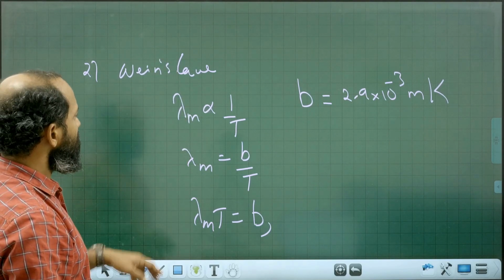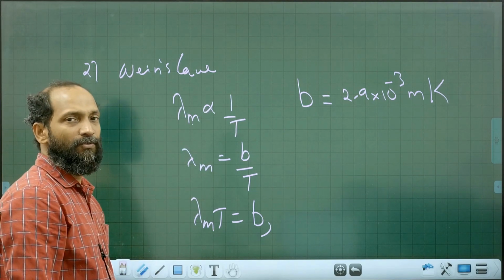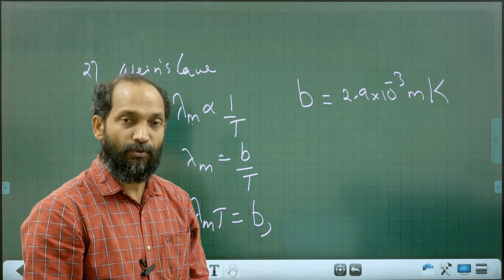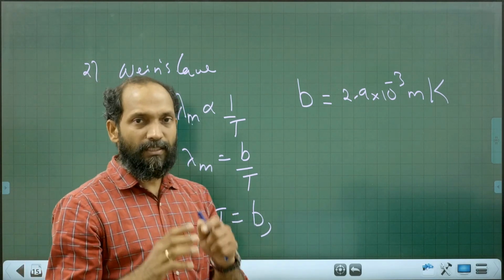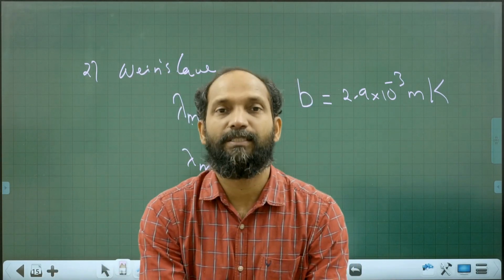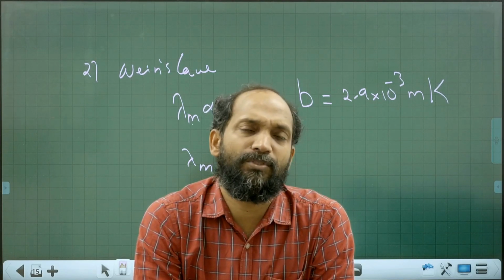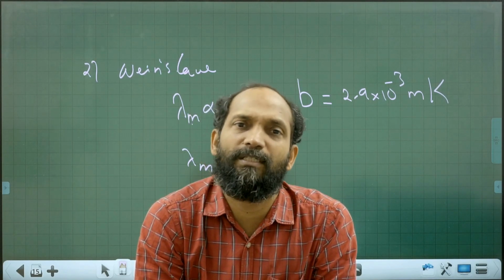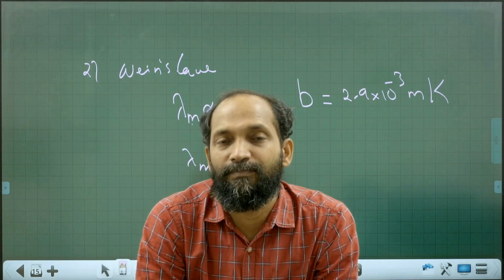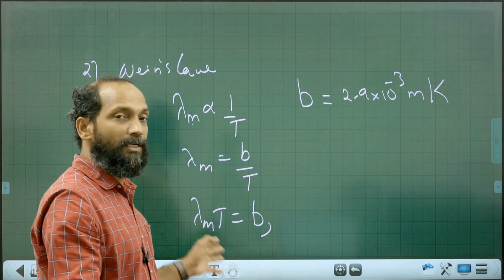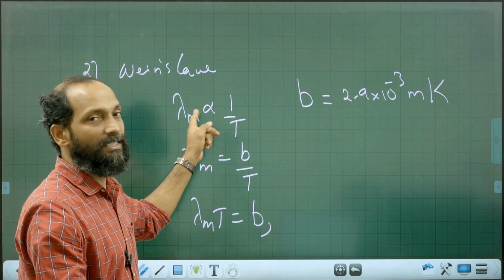It states that lambda m corresponds to 1 by T. What is lambda m? Lambda m is the wavelength of the radiation emitted for the most energized spectral light at a particular temperature. Suppose a black body is radiating. It radiates out almost all the wavelengths that it has absorbed. If it is emitting all the wavelengths, emissivity is 1. And the wavelength corresponding to the most energized radiation that it radiates varies inversely with temperature.